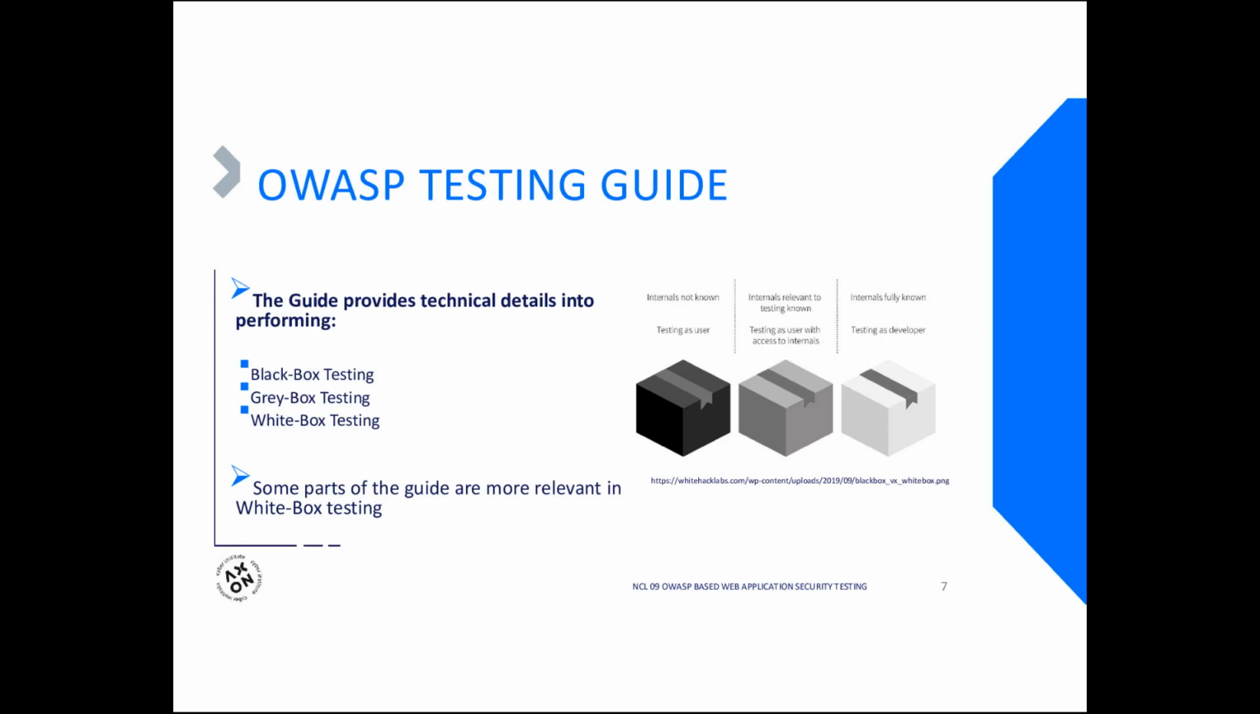So the OWASP testing guide gives you, in each section, how you would perform black box and white box testing. For example, for cross-site scripting, it tells you how you would discover and exploit it in a black box way, and then how you would discover and exploit it in white box ways. And because of its comprehensiveness, some parts of the guide are more relevant to white box testing. So if you are doing only black box testing, there may be a lot of sections in the guide that might not fit into your assessment or penetration testing.